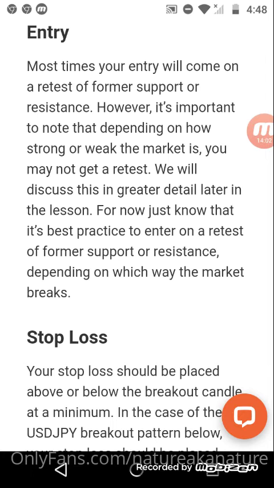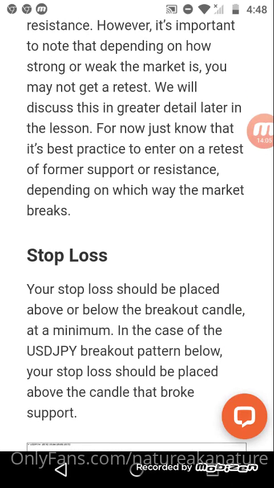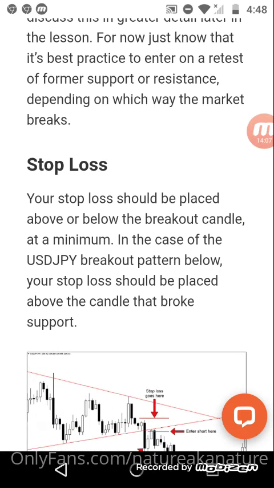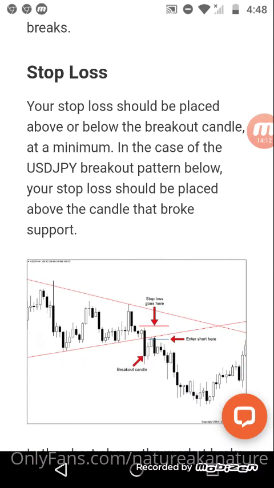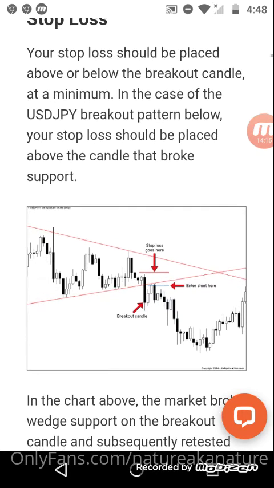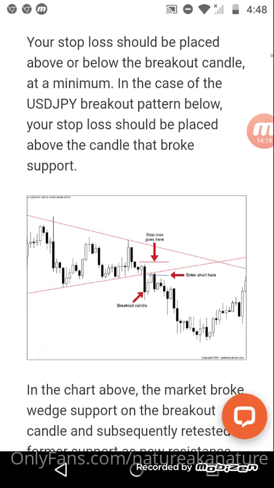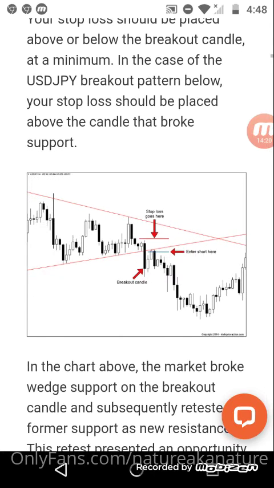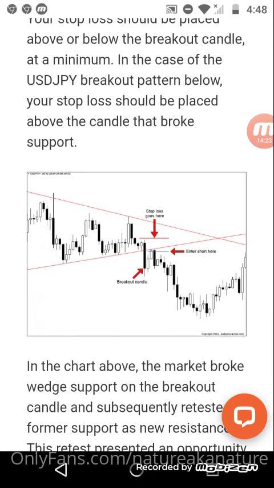As far as your stop loss, it should be placed above or below the breakout candle at a minimum. In the case of the USD JPY breakout pattern below, your stop goes above the candle that broke the support. So in this example right here, your stop loss needs to be above the breakout candle. Okay, here's the wedge. It finally broke out of the wedge. The breakout candle is right here; to show you, it made a bearish engulfing pattern. This candle is engulfing the other candle.